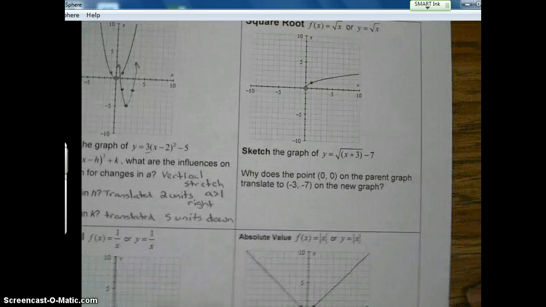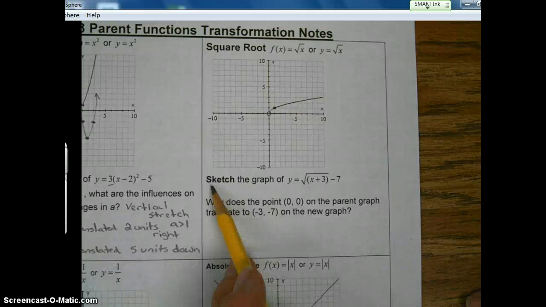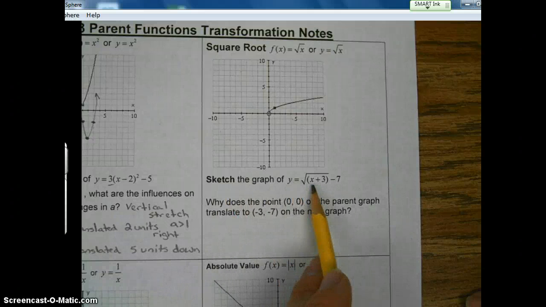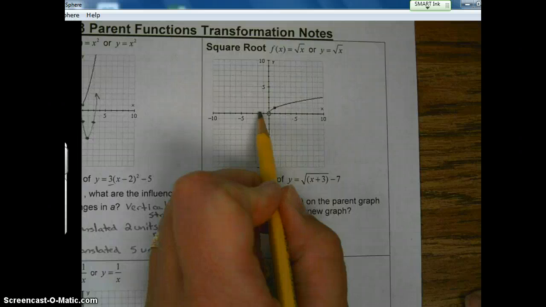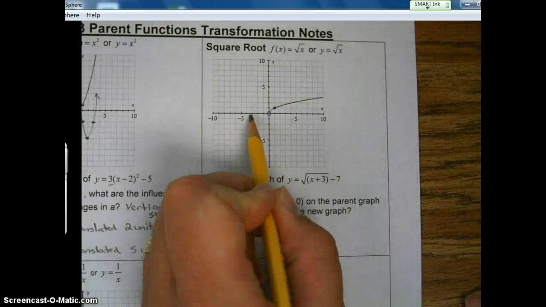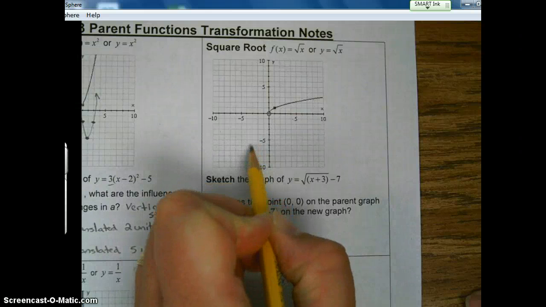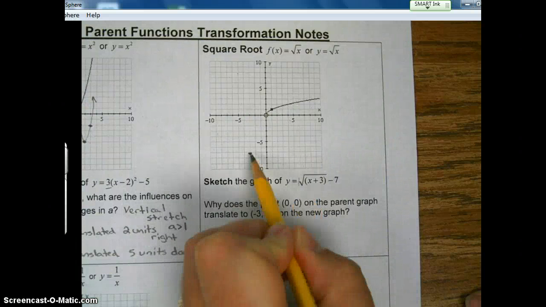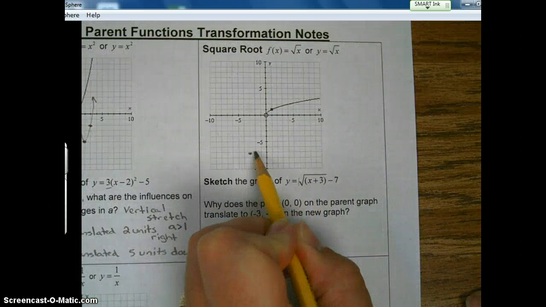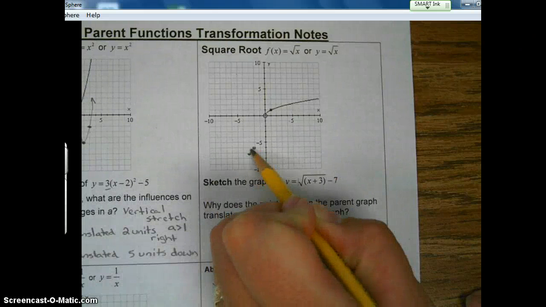Okay, let's take a look at the square root function. It says sketch the graph of y equals the square root of x plus 3 minus 7. So we're going to go 3 to the left and 7 down. 1, 2, 3, and then down 7. 1, 2, 3, 4, 5, 6, 7. Notice my a value is 1, so that means I'm going to go over 1 and up just 1 unit. And then I'm going to draw my square root function.